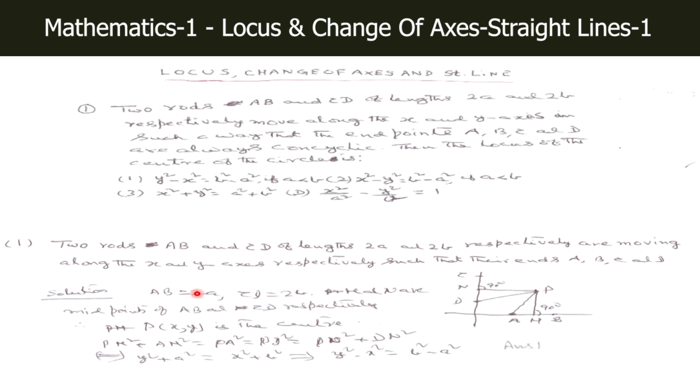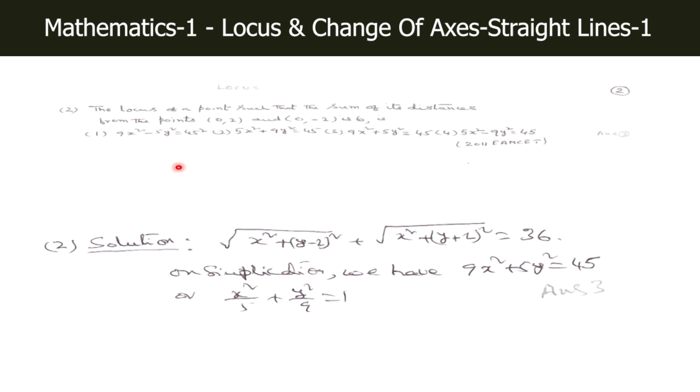Now AB is equal to a, CD is equal to b, M and N are the midpoints of AB and CD respectively. P(x, y) is the center of the circle. Now PM square plus AM square is equal to AP square, which is PD square, which is equal to PN square plus DN square. That is, y square plus a square is equal to x square plus b square, or that is y square minus x square is equal to b square minus a square. The answer is 1. Second question.